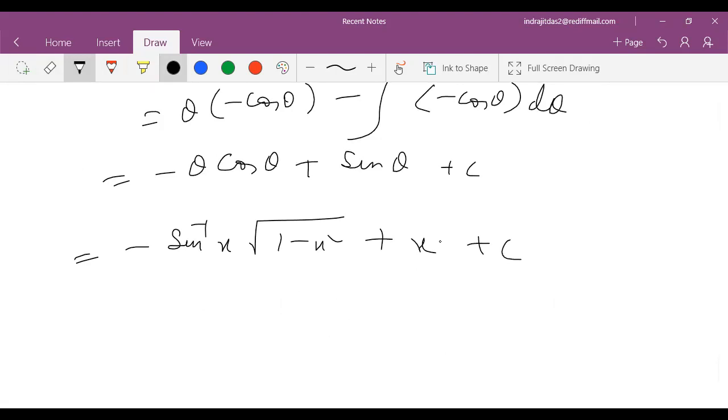So this way we can integrate inverse problems, or many problems can be there. Always we use by parts, but I have suggested that first you do the idea of that one, theta substitution.